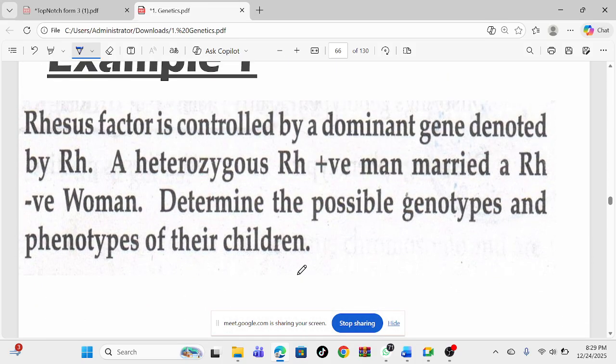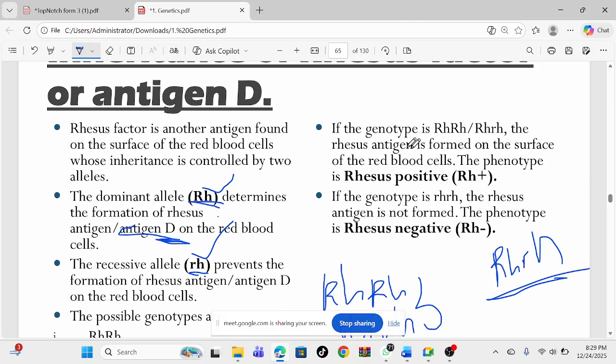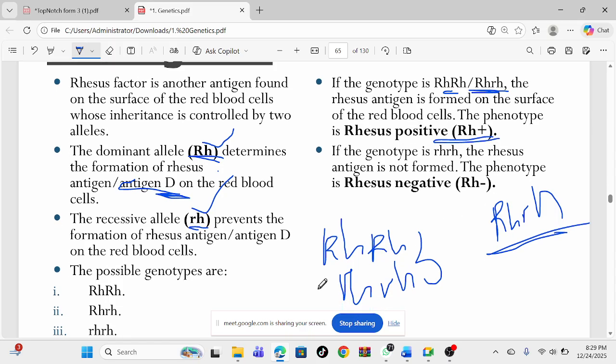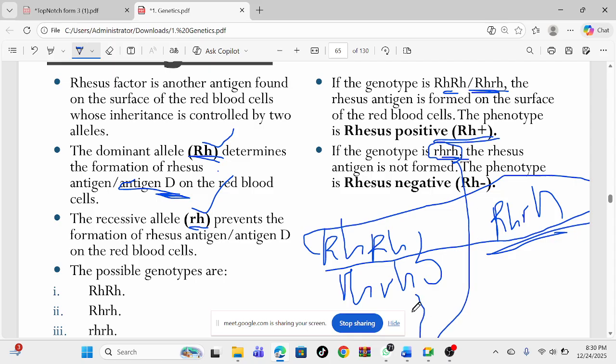Example 1. Let's come to negative and positive. If the genotype is RH, or heterozygous, the rhesus antigen is found on the surface of the red blood cells, and the phenotype rhesus is positive. So these two that have a capital R, anything that has a capital R, we say is positive. And anything that has small r, all small, which we said is recessive, we say it is rhesus negative.